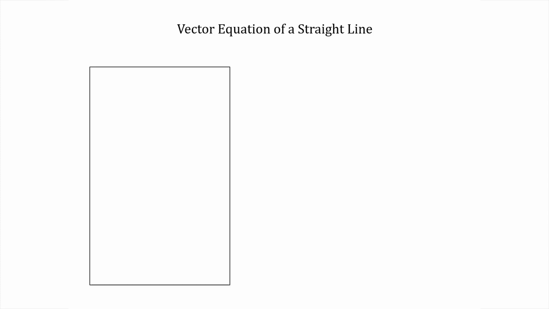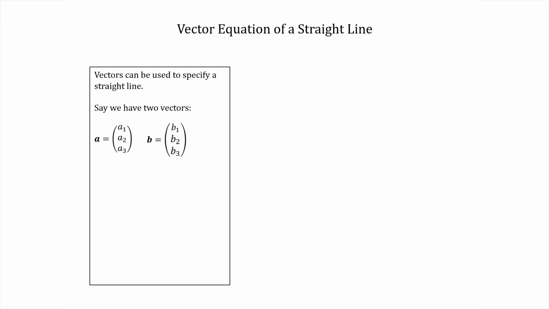Vectors can be used to describe geometric objects. In this video, we'll look at how we can specify a straight line using an equation involving vectors. So, say we have two vectors, a equal to (a1, a2, a3) and b equal to (b1, b2, b3). Here we're using column vector notation, which we discussed in a previous video.